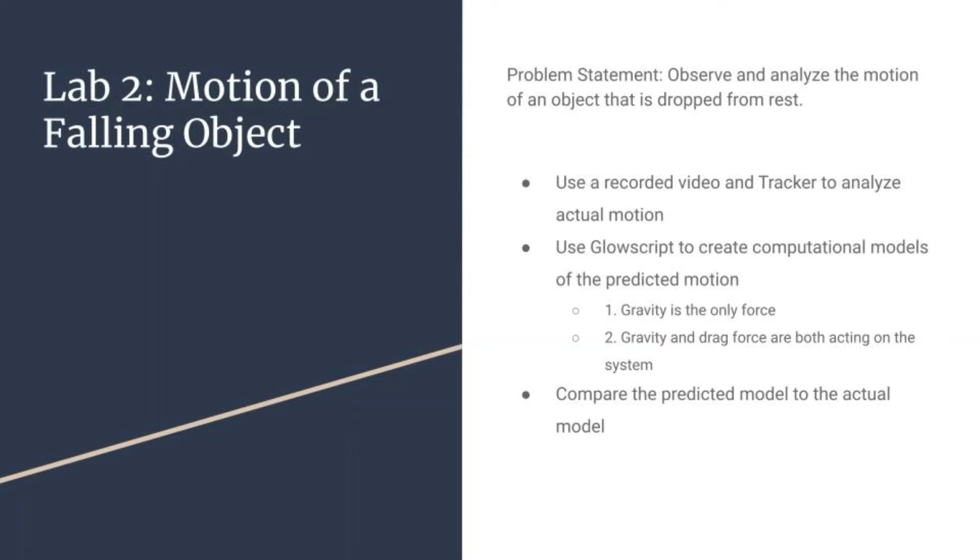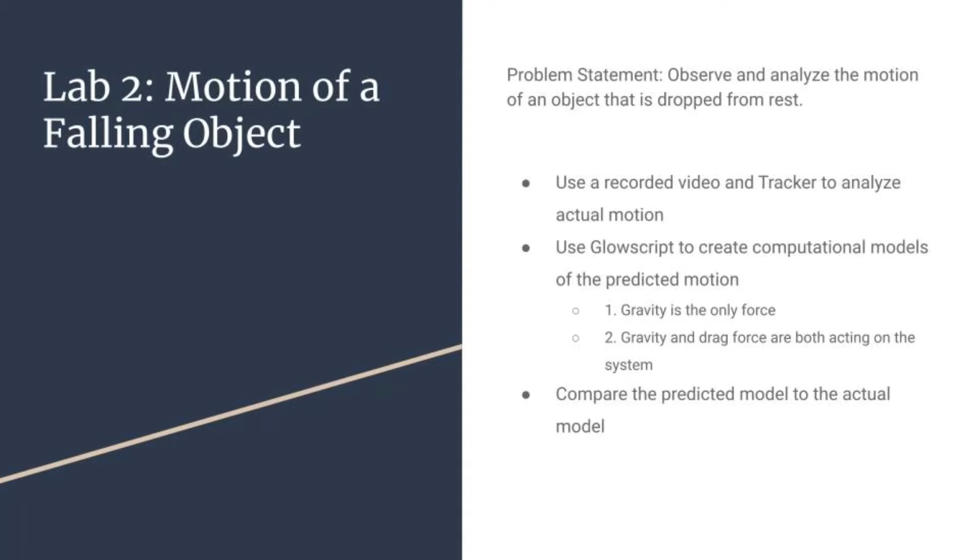Hello, in this lab report, I will be discussing the properties and analysis of an object that is dropped straight downward from rest. First, the motion of the object will be recorded as a video and inputted into the program Tracker. Then, the motion will be analyzed using two different computational models. The first model will show gravity as the only force acting upon the object, and the second will simulate the impact of a drag force in addition to gravity.